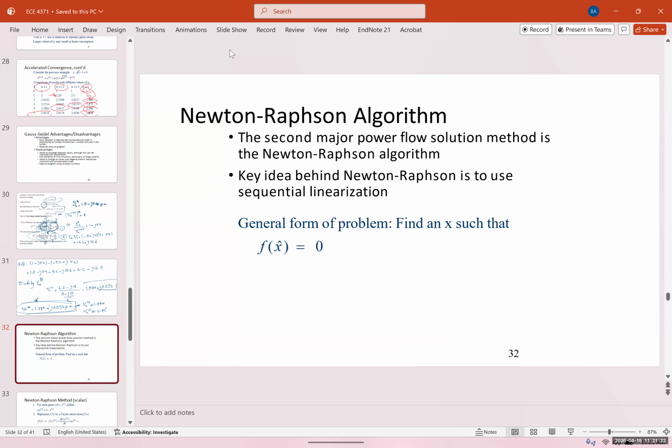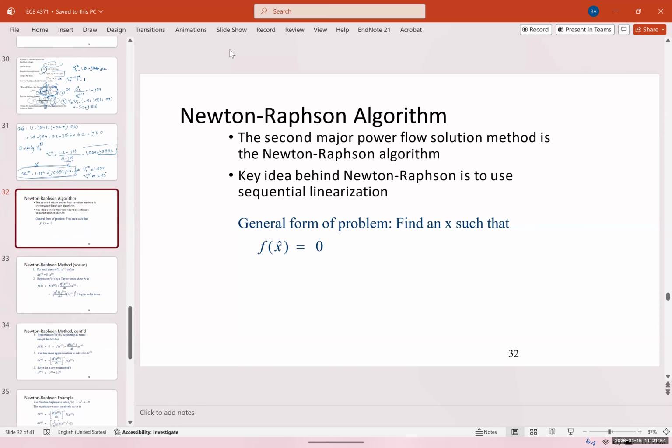Now, because of the disadvantages that we have with Gauss-Seidel, the Gauss-Seidel algorithm, we use another algorithm called the Newton-Raphson algorithm, and this is the second power flow solution. The key idea behind it is to use sequential linearization. In the general form of the problem, we want to find an x hat such that f of x hat is equal to 0.